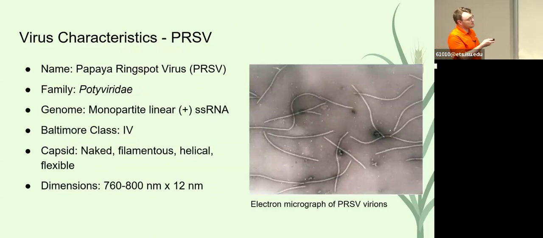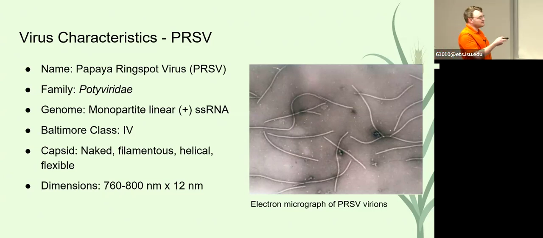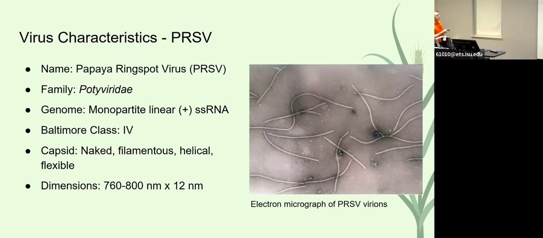So the virus is called papaya ring spot virus. It's from the Potyviridae family, so it's related to potato virus Y. It's a plus-stranded ssRNA virus, Baltimore class 4. It's naked, so it doesn't have a membrane; most plant viruses don't. They are just solid ones. Probably that makes them more resistant to the shearing processes when getting bit by a bug and dropped off by a bug. And they're typically flexible.